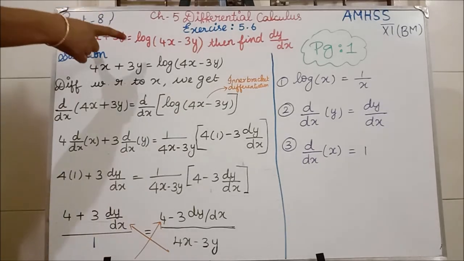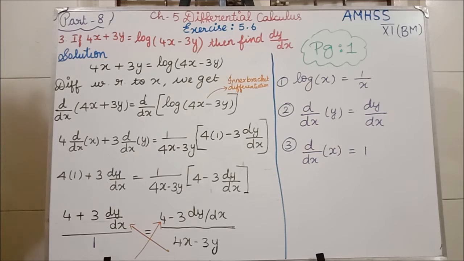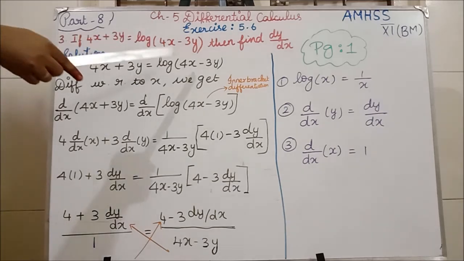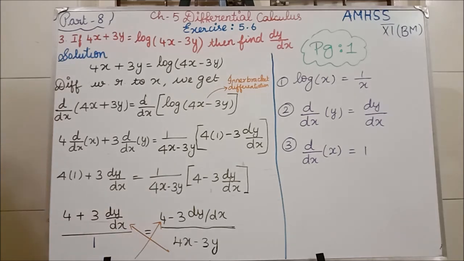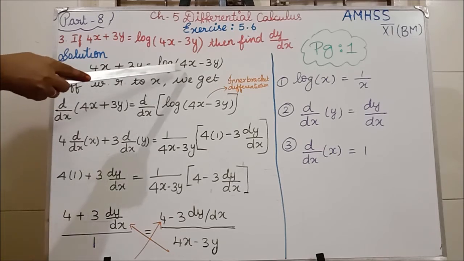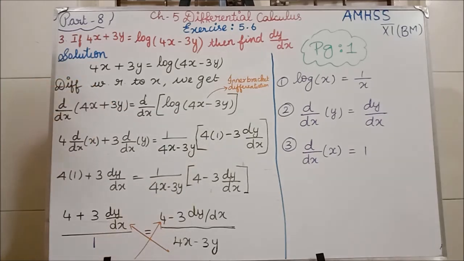We have to differentiate this and finally find dy by dx. Again, the same procedure: differentiating. We are differentiating both LHS and RHS with respect to x. So with respect to x, how do we write it? d by dx of (4x plus 3y) is equal to d by dx of log (4x minus 3y). Clear, students?